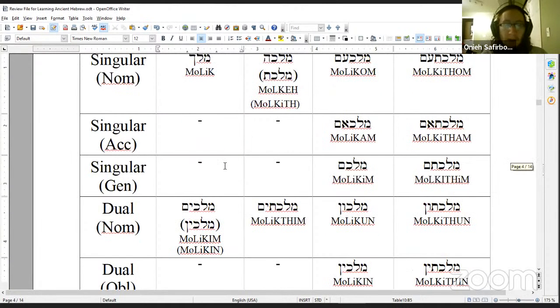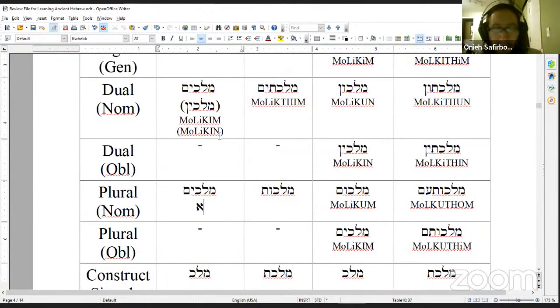All right, and then we have the plural form, which is malakim. It's the same as the dual form. And the feminine is malekut.